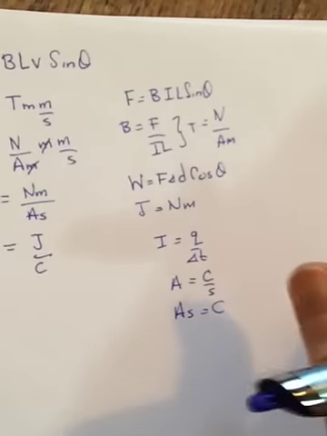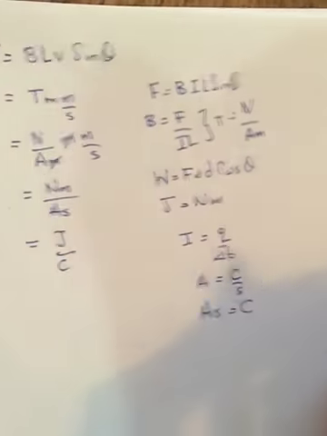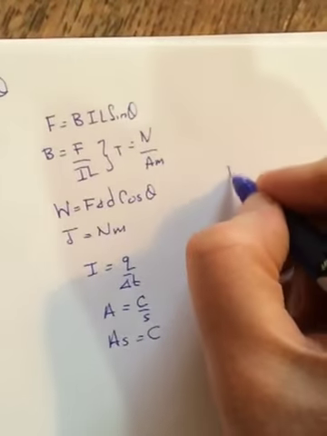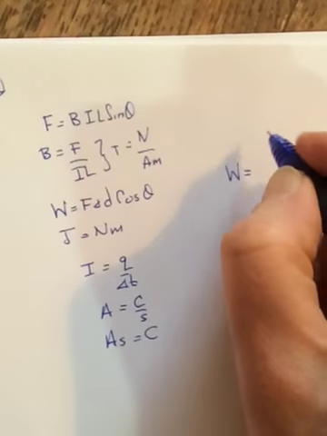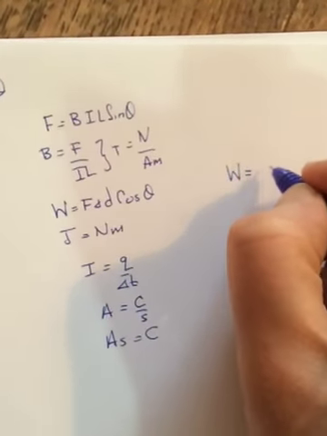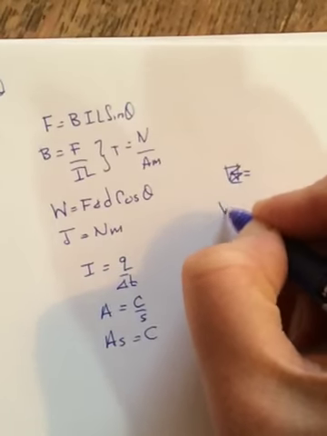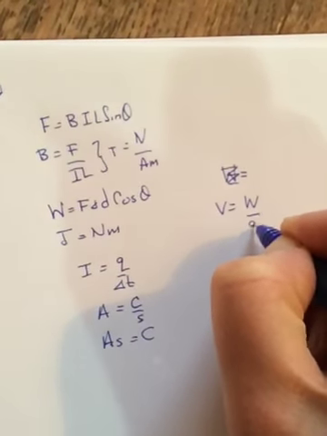I set you up, because a joule over a coulomb is never going to get you to a Newton. Go back to that equation that we've used a fair bit in this unit. V is equal to W over Q.